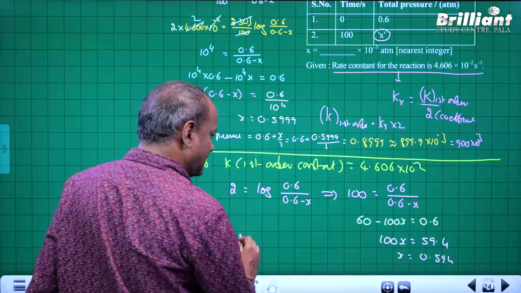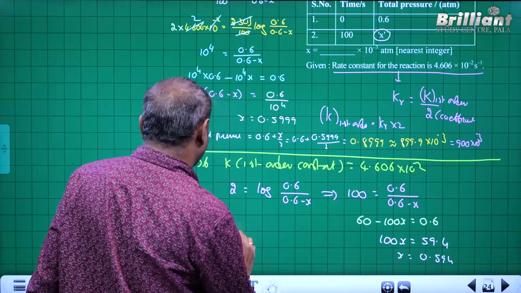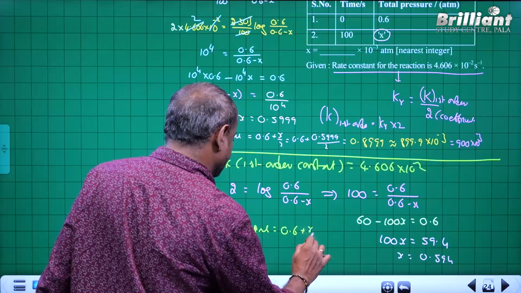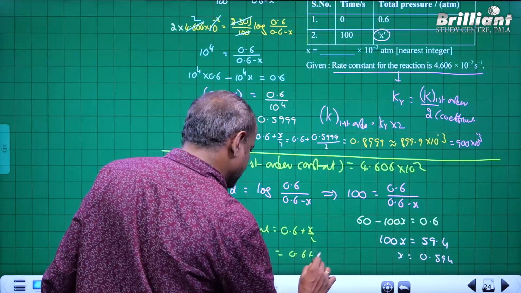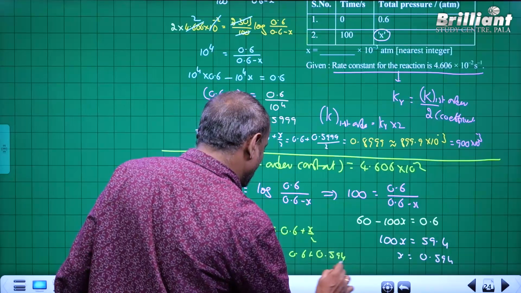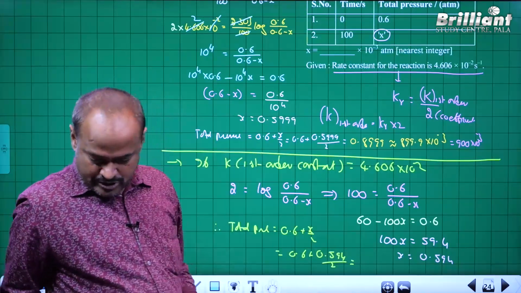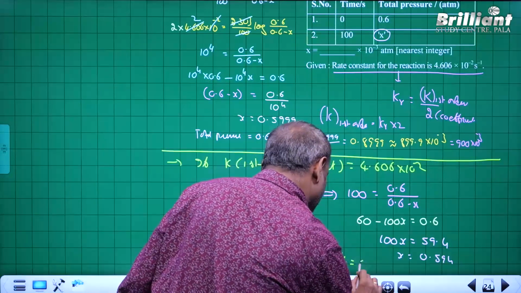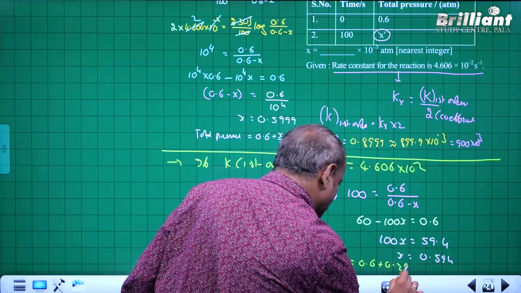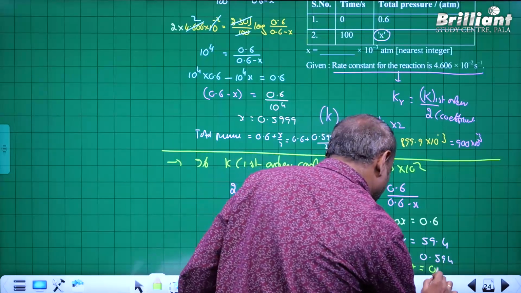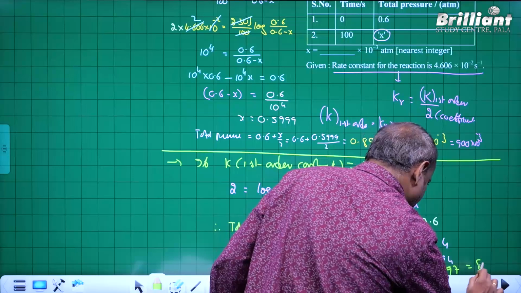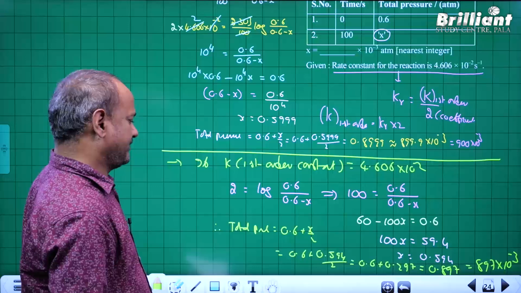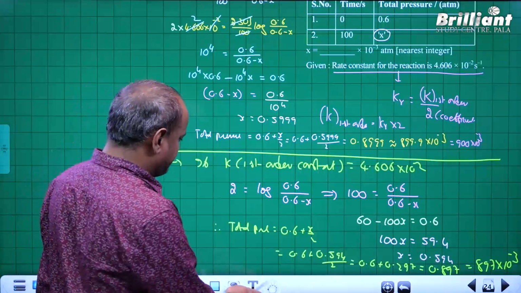Therefore, total pressure is 0.6 plus x by 2, 0.6 plus 0.594 by 2, 0.594 by 2 is 0.297, so 0.6 plus 0.297 is 0.897. That is 897 into 10 raised to minus 3. So they have given 897.